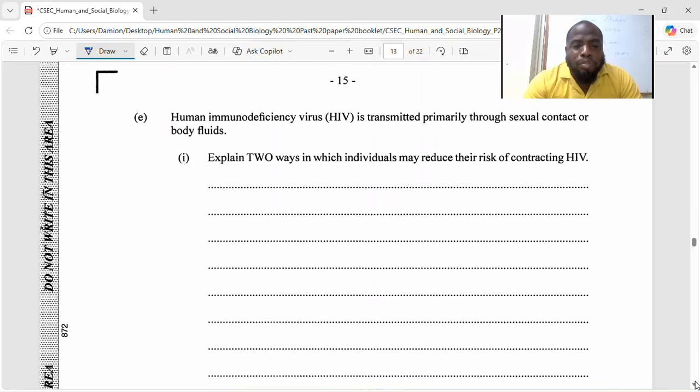Human immunodeficiency virus, HIV, is transmitted primarily through sexual contact or bodily fluids. Explain 2 ways in which individuals may reduce their risk of contracting HIV. Now, one of the things that we want to speak about is the proper use of contraceptives, or like condoms.